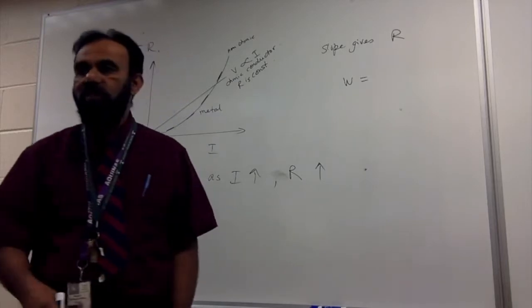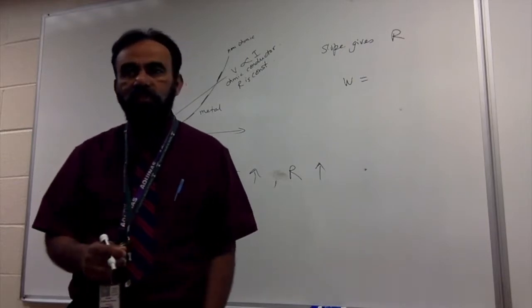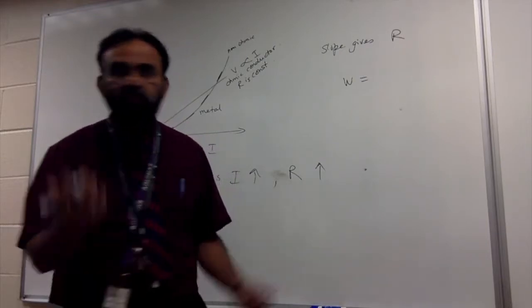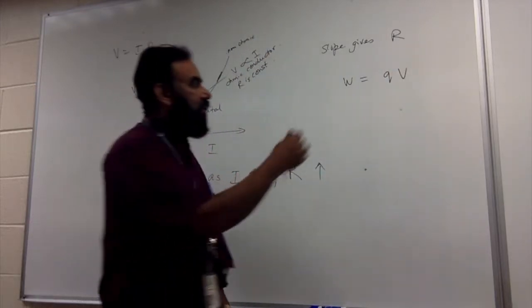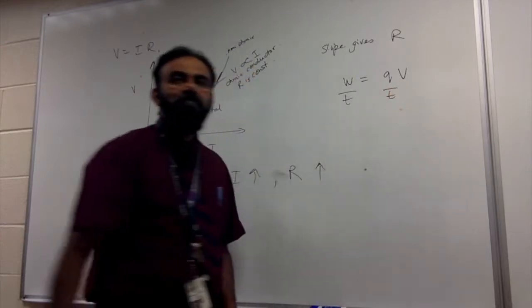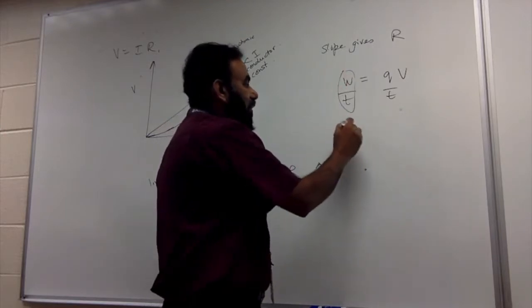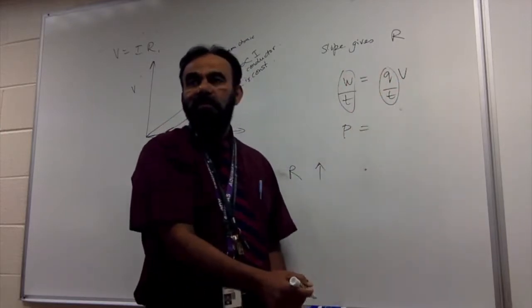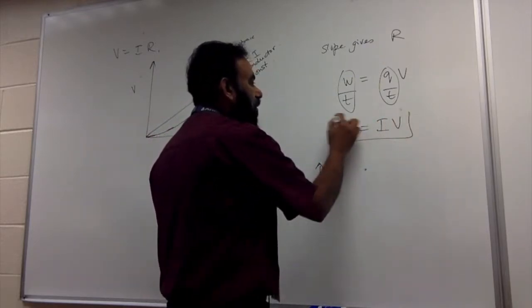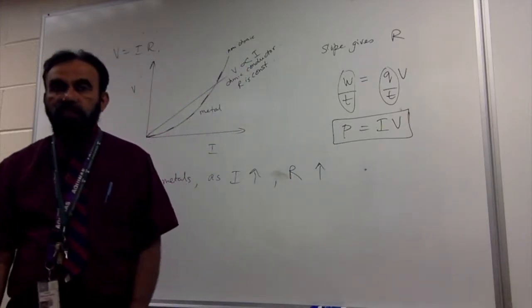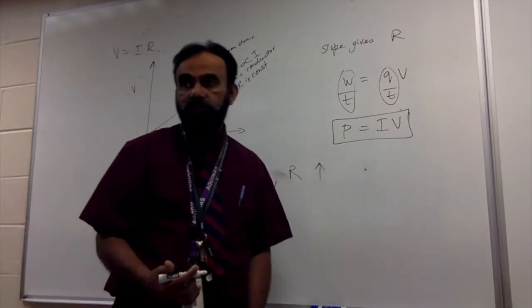What did you learn in chapter 17 about work done? When you move charge Q through a potential difference V, what is the work done? QV. So you got the foundation there. Now dividing both sides by time. What do you get here? Power. And what do you get here? Q over T? Current. So that's your power equation. In electricity, power dissipated or power used up depends on current and voltage.